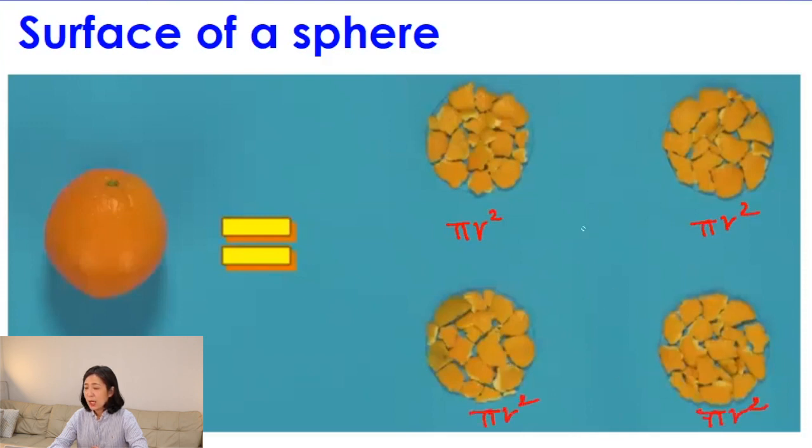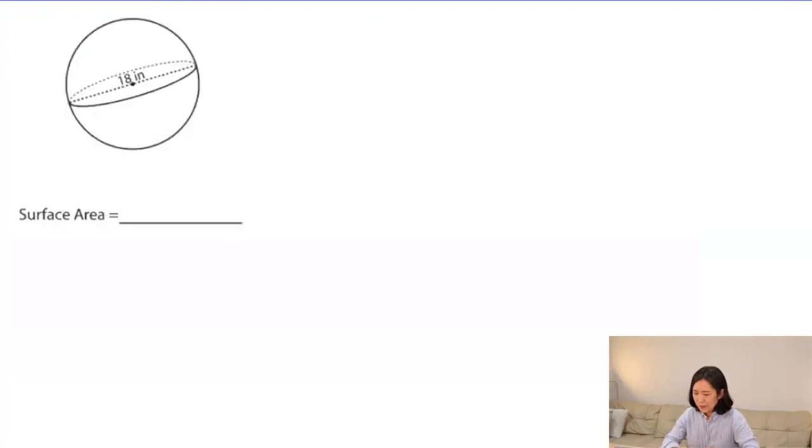In the previous lesson and this lesson, we learned lots of formulas. Sometimes you could mix up all the formulas, but just remember the surface of a sphere: think about the orange peel, chop it into small pieces, and then you end up with 4 circles. Then use this formula. Let's move on to the questions.